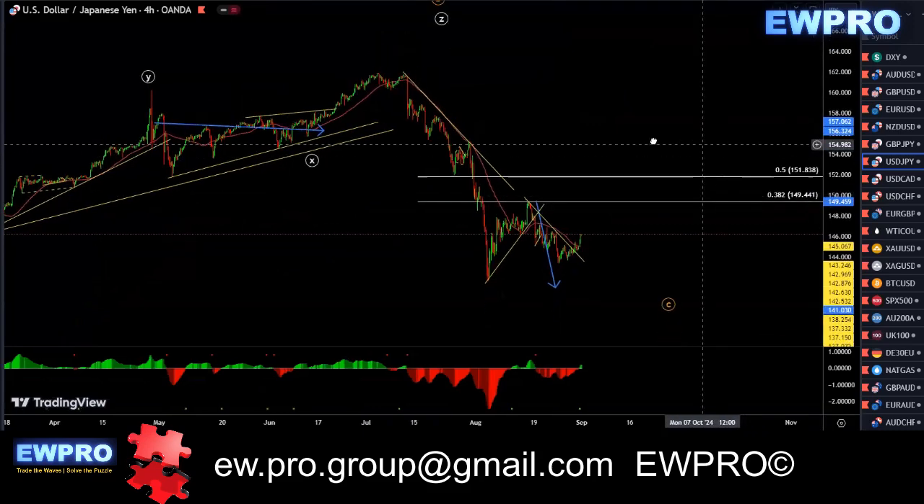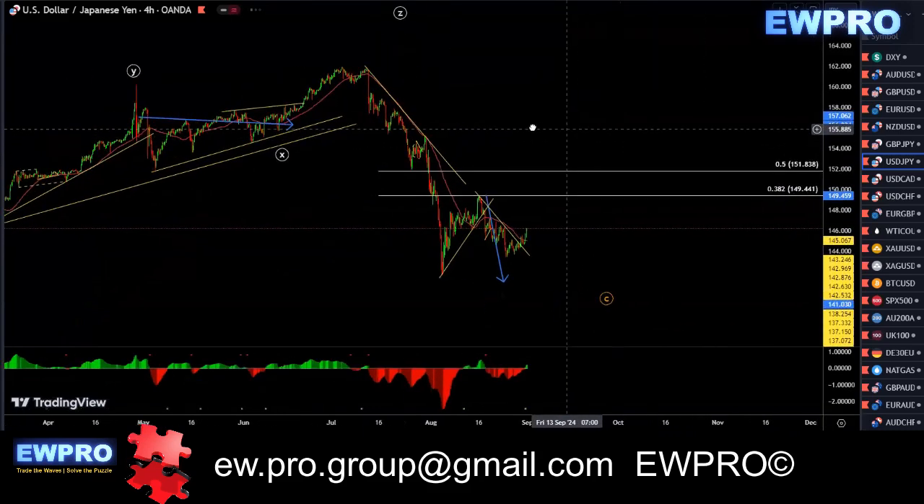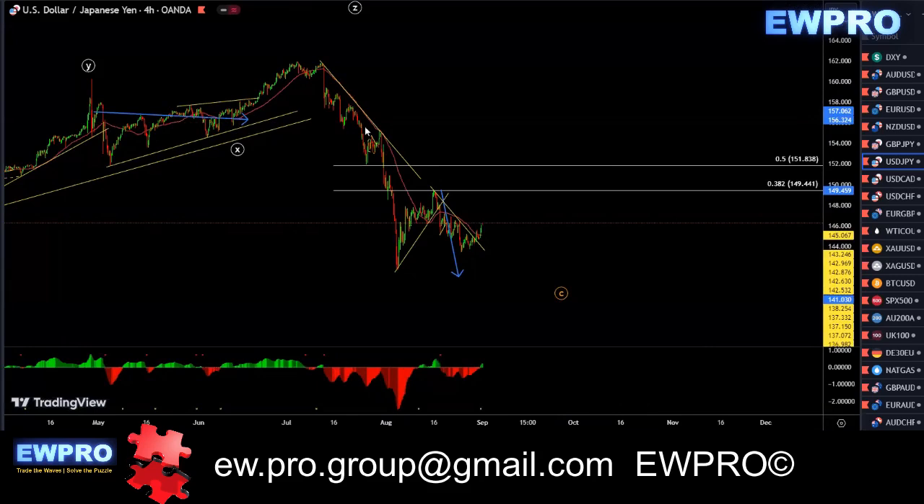I was looking for a bear hidden here. We had that bear hidden in here. We did get a deep correction, probably down to the 78.6 fib of that move up. So that's fine.